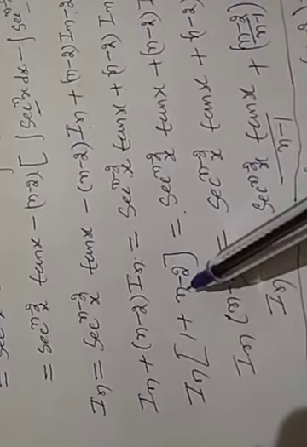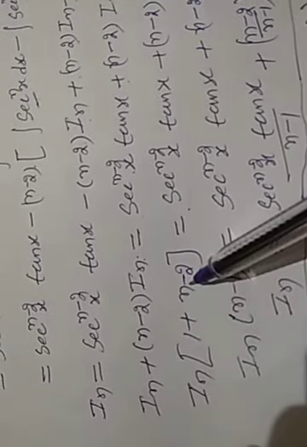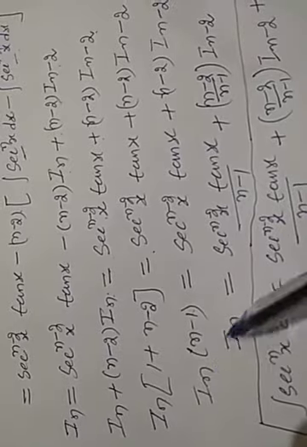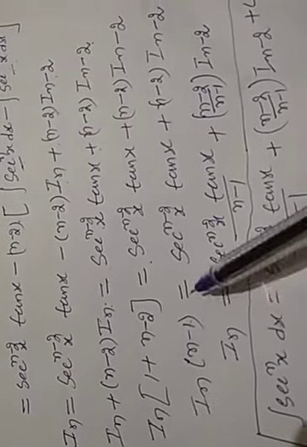Now take In as common outside. You will get 1 plus n minus 2 is equal to the term as it is only. Write it as, next, In is equal to, simplify this: 1 plus n minus 2 is nothing but n minus 1. This becomes n minus 1. So the right side, you write as it is only. Now this In becomes divided throughout by n minus 1.